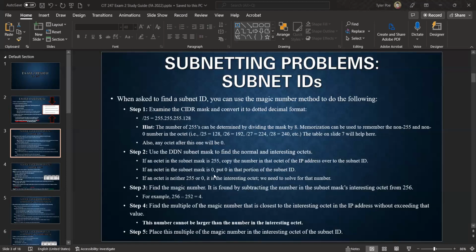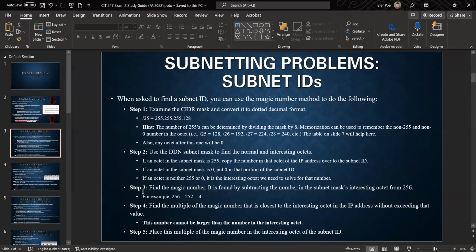If an octet in the subnet mask is a 0, we also put a 0 in that portion of the subnet ID. And then finally, if an octet is neither 255 nor 0, it is the interesting octet, and we need to solve for that number. So in our example, it's 192.168.1, and then we have the interesting octet that correlates to the fourth octet in the dotted decimal notation. That 100 is not going to carry over. That's going to be a number we have to solve for.